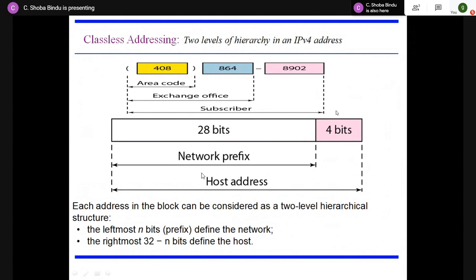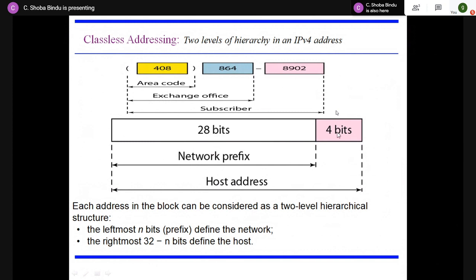When you go for class B networks, there we have seen the first 2 bytes are used to specify the network, and the next 2 bytes are used to specify the hosts. So the number of hosts that can be connected to any block here is 2 to the power of 16. So this is the network prefix, and this is the number of nodes that can be connected in a particular network. The leftmost n bits define the network, and the rightmost 32 minus n bits define the host.